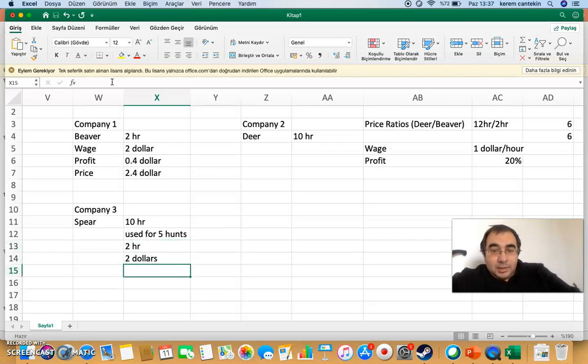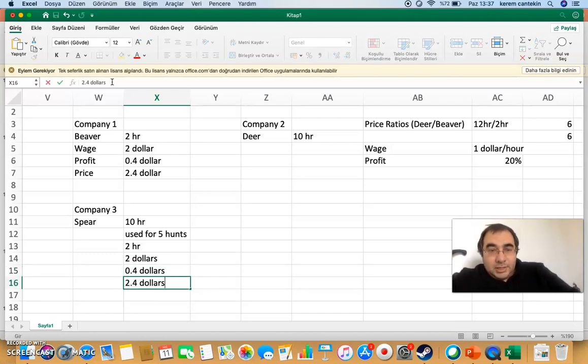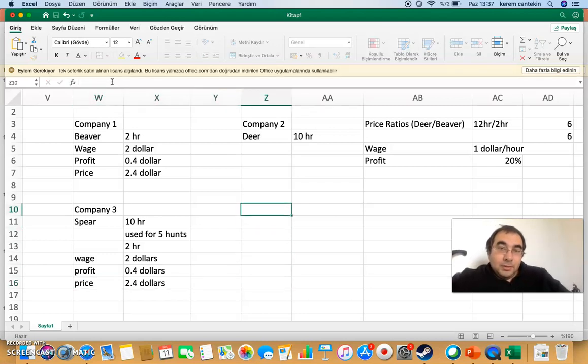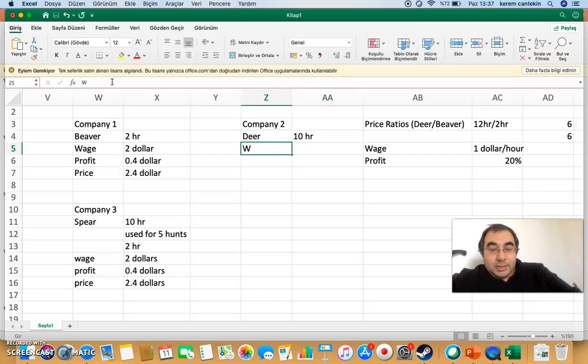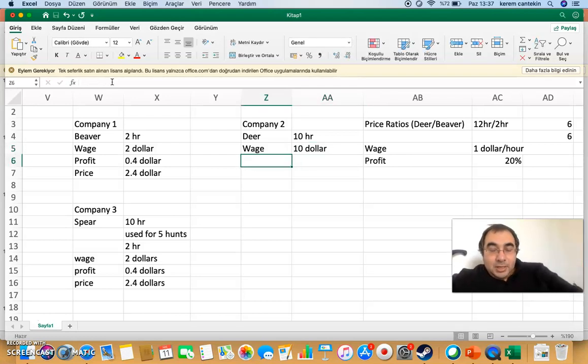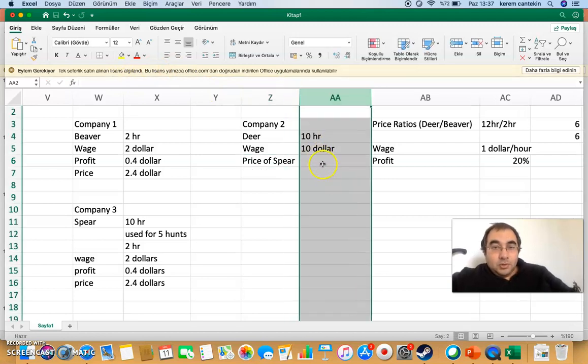And the profit is $0.4, and $0.4 is the price. So this is wage, profit, and price. So wage is, in this case, the company is just hiring the workers who are hunting the deer. So they are paying $10 in this case. So the price of spear per hunt is $2.4.